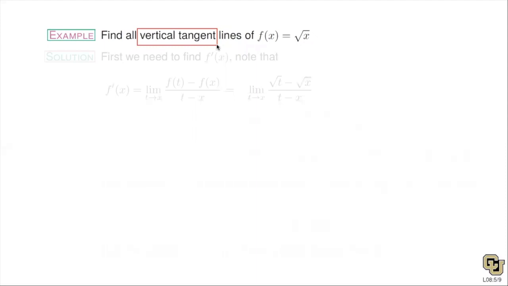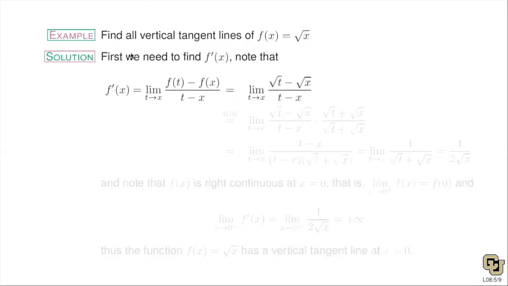So when they say find all vertical tangent lines of the positive square root function, they're just saying find all the points where the derivative blows up to infinity or minus infinity. Look for the zeros of the denominator of the derivative, if there are any. So here I'm first going to find the derivative.